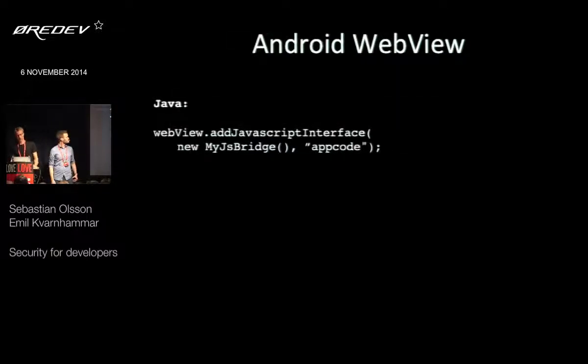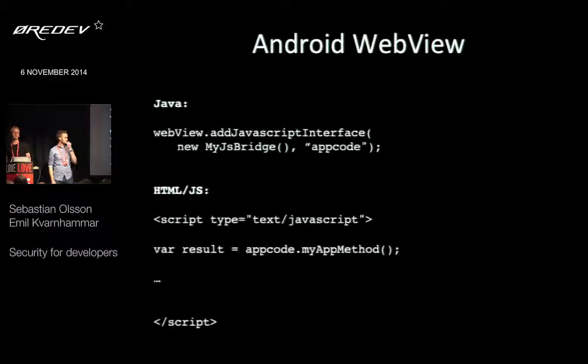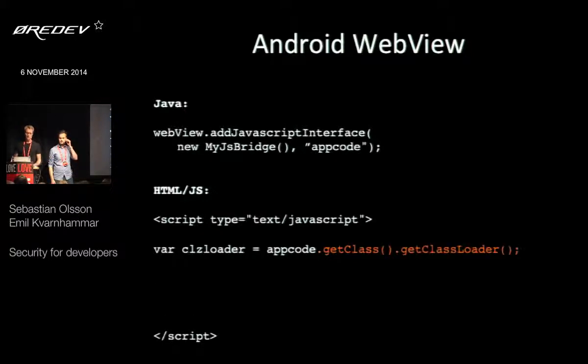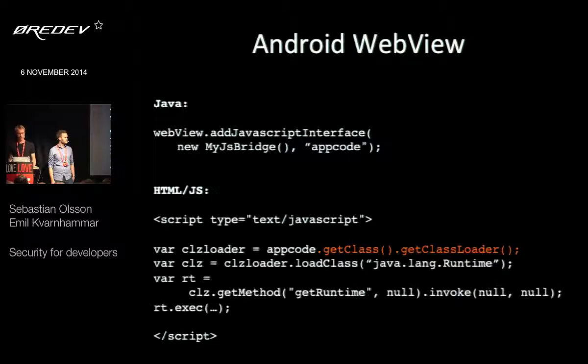So looking at how this is used, you have your web view, you call addJavascriptInterface, and you send in a Java object. Using a textual reference or a name for that object, you can then refer to that object using JavaScript. If you have a method called myAppMethod, then you can call that method, of course. But what they didn't think of is you can also call all the other methods that are inherited from java.lang.Object, for instance. So you could call getClassLoader, and you could load any class, like Runtime, Runtime.getRuntime().exec, to execute any command on the system.